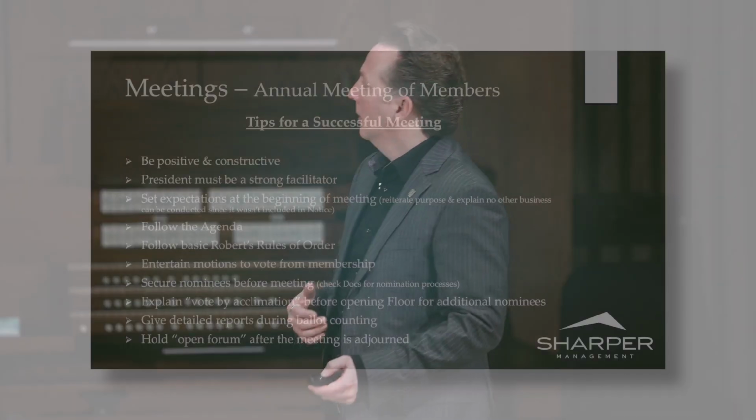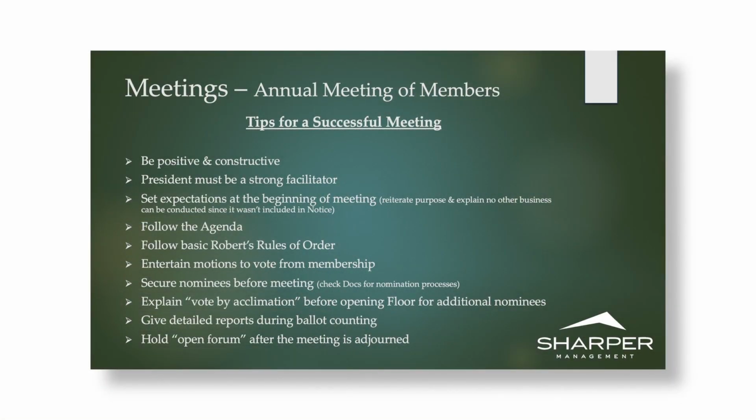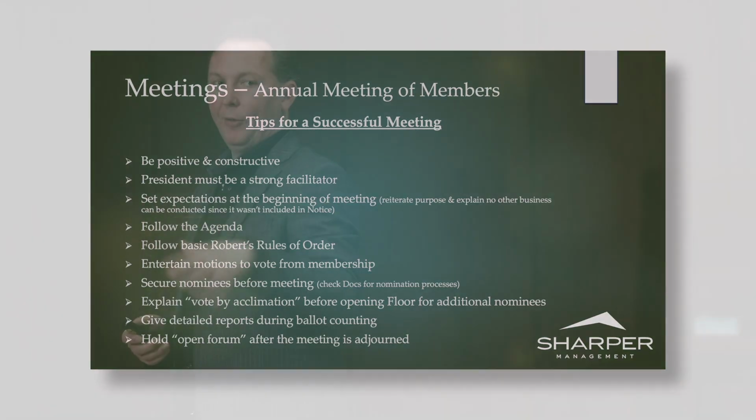That's the reason why state statute and your own governing documents say that you can't act on anything that wasn't notified for the meeting. So set the expectation of what this meeting is going to look like, and I actually like to do that. Have the president or the manager or whoever's going to facilitate the annual meeting say that at the beginning of the meeting before you even call it to order.